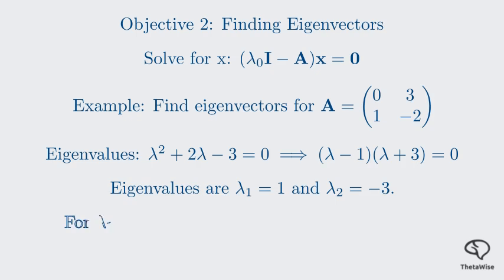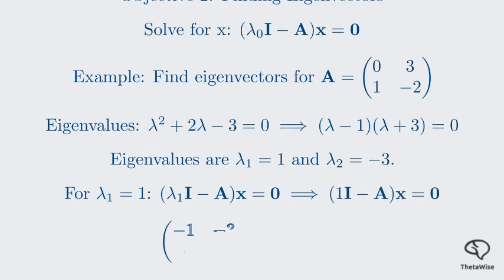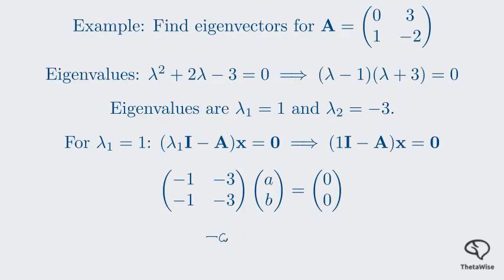We substitute lambda equals 1 into our eigenvector equation. Let's call our eigenvector x equals a, b. This becomes the matrix equation: negative 1, negative 3, negative 1, negative 3, times the vector a, b equals the 0 vector. This matrix equation is equivalent to a system of two linear equations. The first equation is negative a minus 3b equals 0. The second equation is negative a plus 3b equals 0.